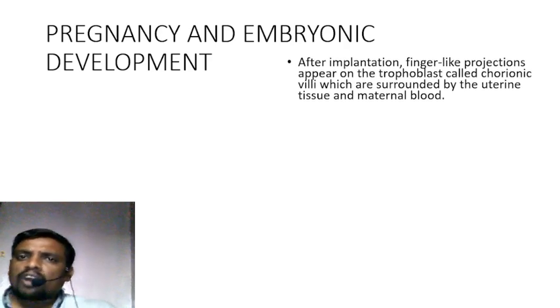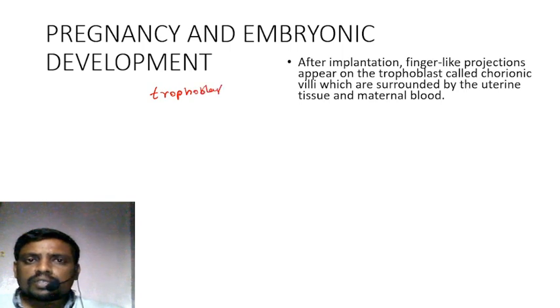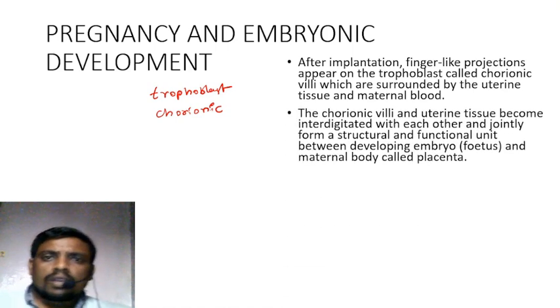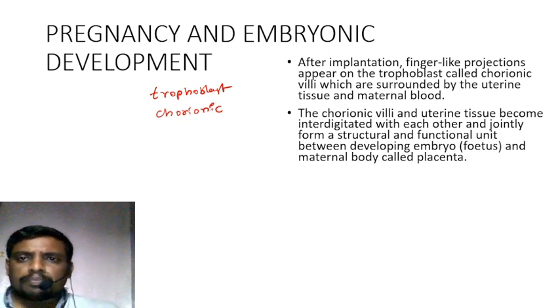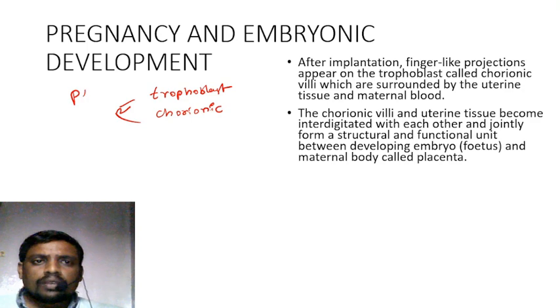Pregnancy and embryonic development. After implantation, finger-like projections appear on the trophoblast, which are called chorionic villi. What are they called? Chorionic villi, which are surrounded by the uterine tissue. Now the chorionic villi and uterine tissue become integrated with each other, joined together, and form a structural and functional unit between the developing embryo or fetus, that is called the placenta. What is that called? Placenta.